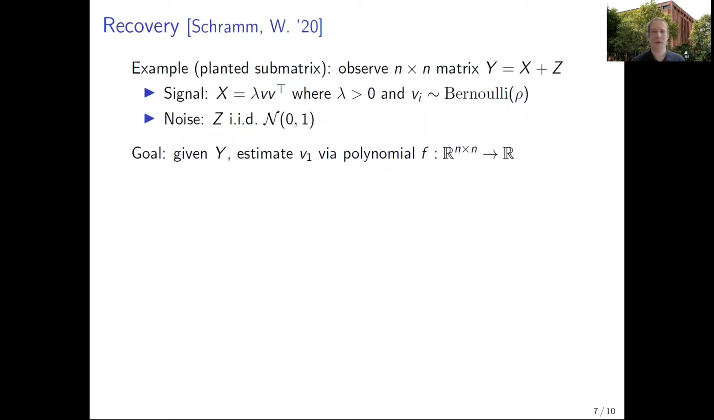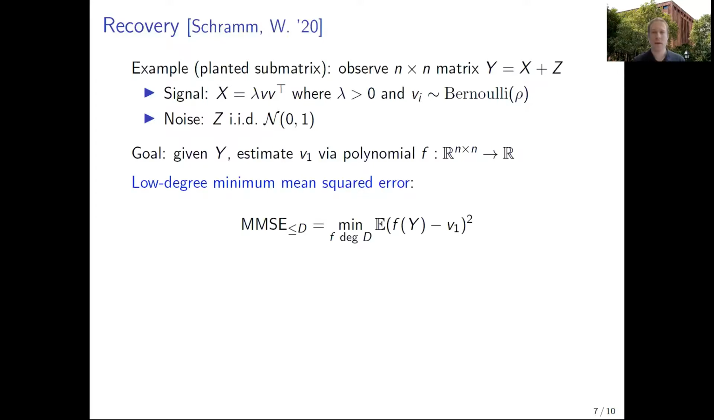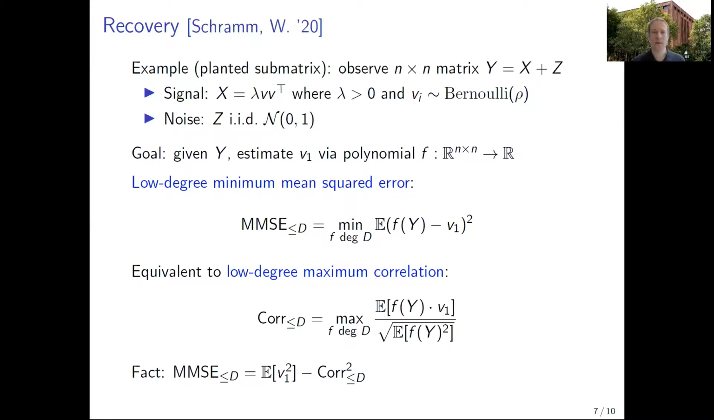The goal is to take this matrix and estimate V, which is the indicator vector for the planted coordinates, but by symmetry, we can just think about estimating the first entry, V1. A natural quantity to look at is the best possible mean squared error achievable by any degree D polynomial. But it will be more technically convenient to work with an equivalent characterization called the maximum correlation, defined like this. And at the bottom, you can see the simple relation between the mean squared error and correlation.